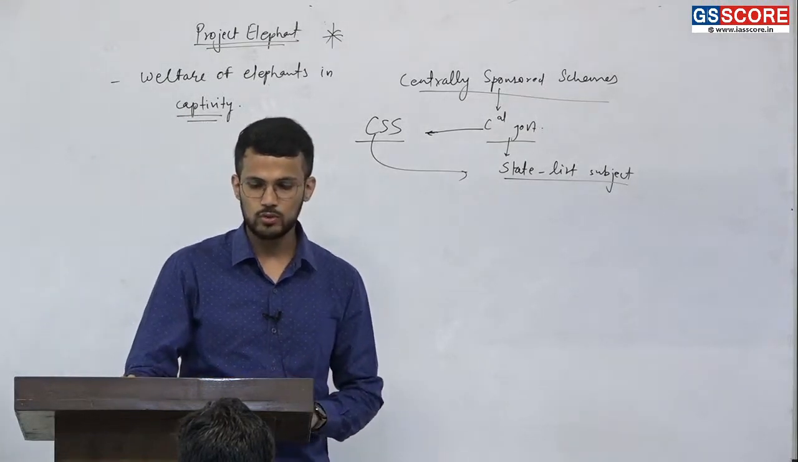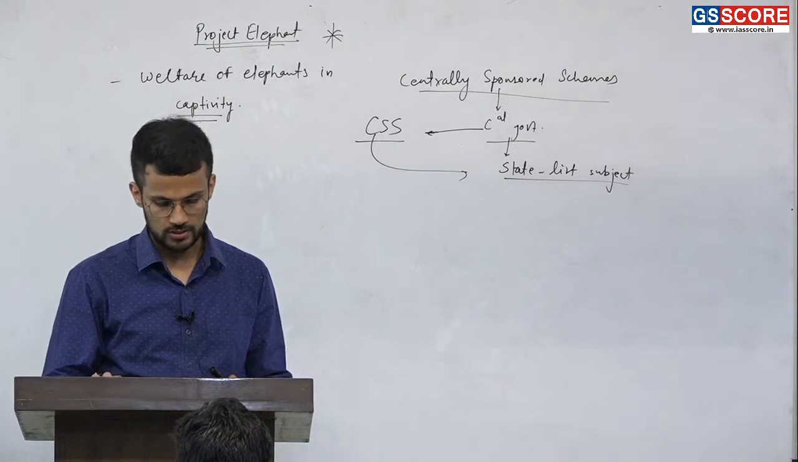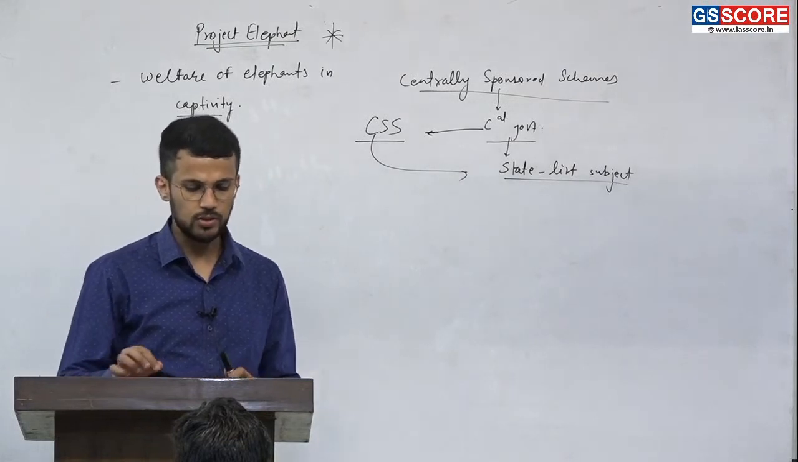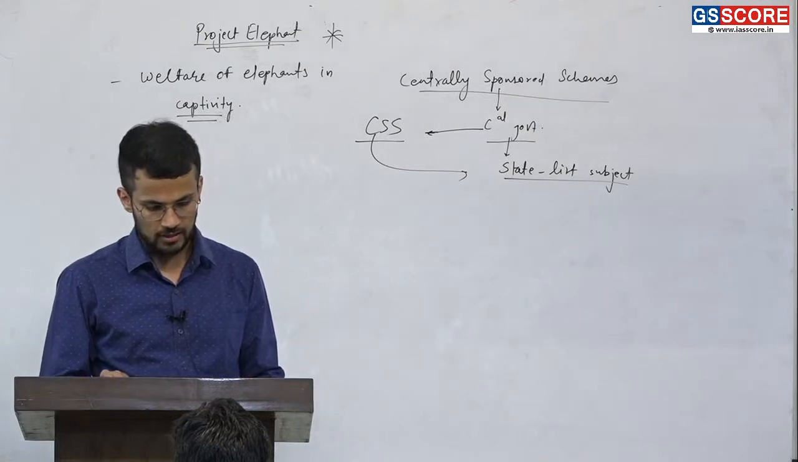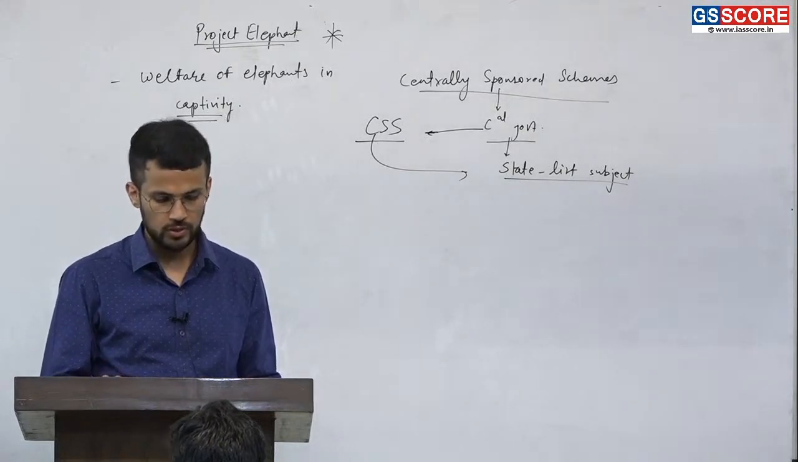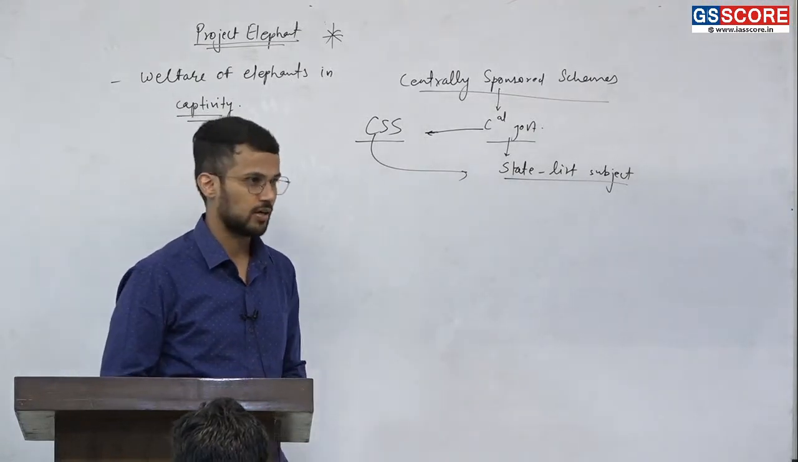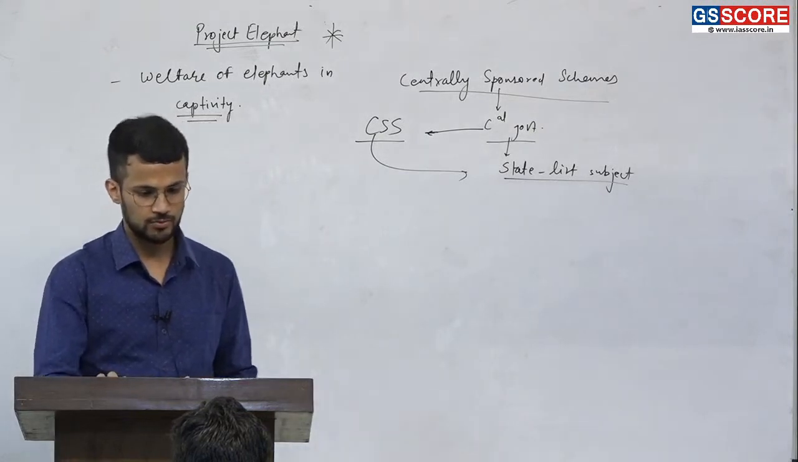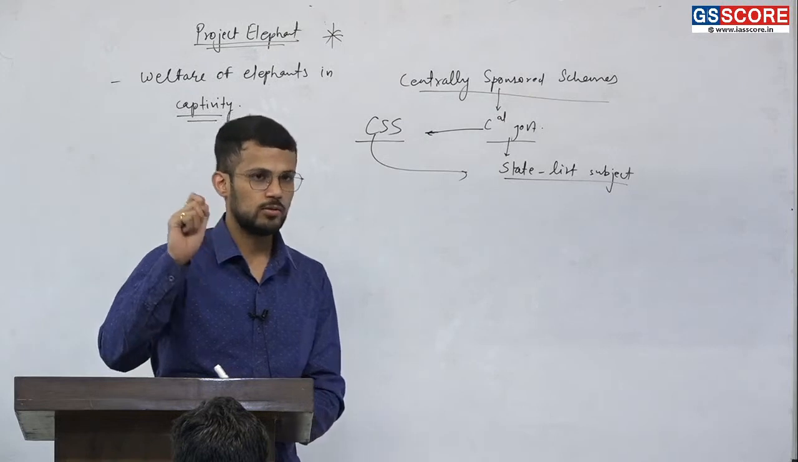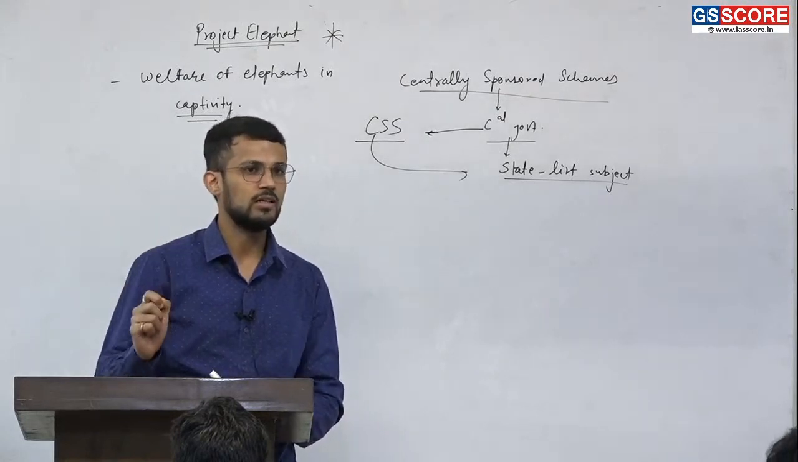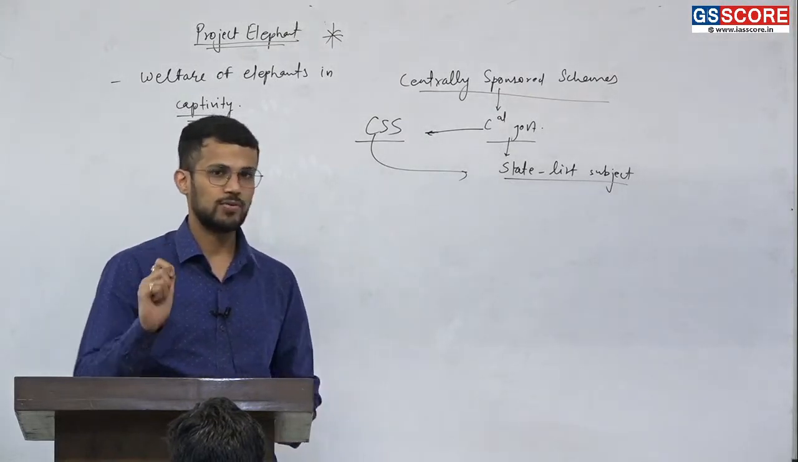Next is Spinosaurus. Spinosaurus are the first known aquatic dinosaurs, and this fossil was found in Morocco in Africa. That much is sufficient. Spinosaurus, they are aquatic dinosaurs. Fossil was found in Morocco, Africa.